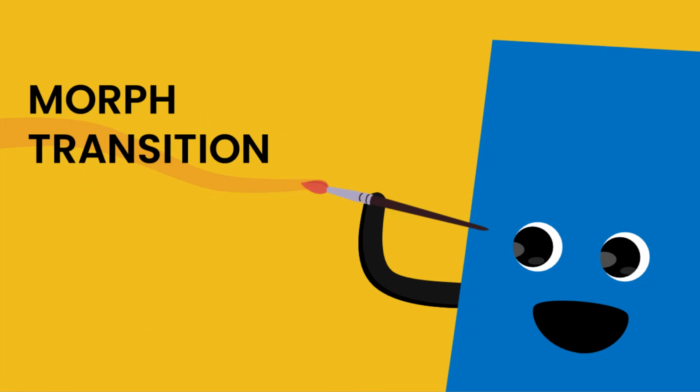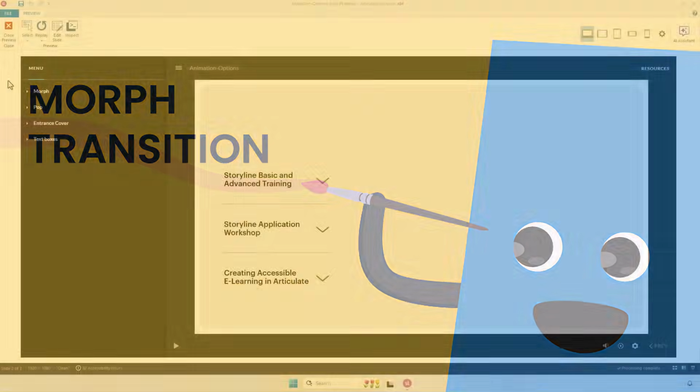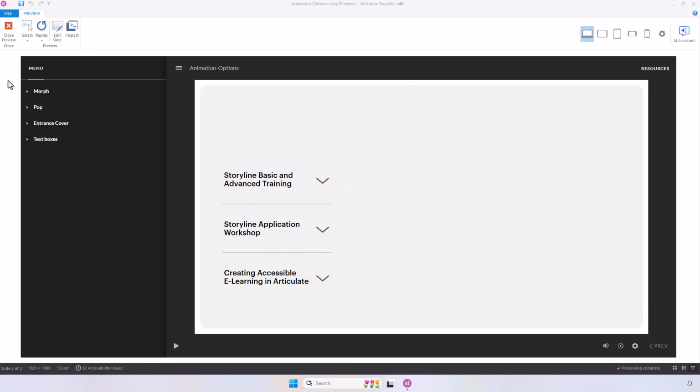One of my favorite features that Articulate has come out with in the past few years is the Morph transition in Storyline. Morph is a transition between slides, and when you have two items on two different slides, but it's the same item, it can move from slide to slide.